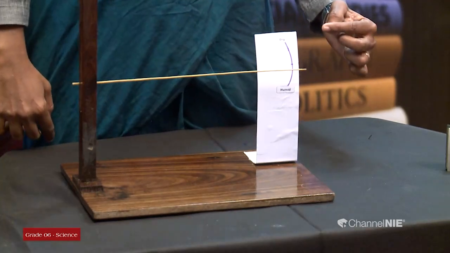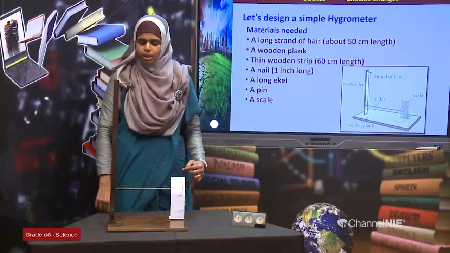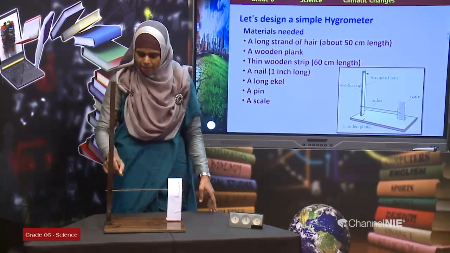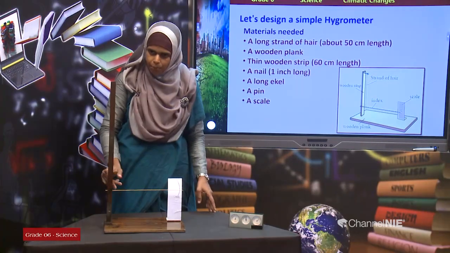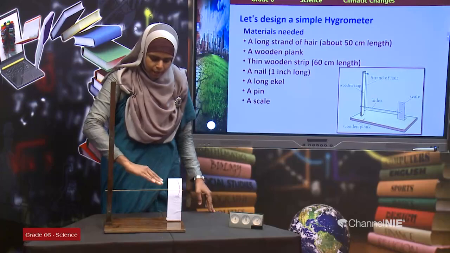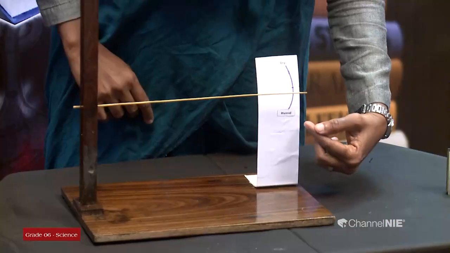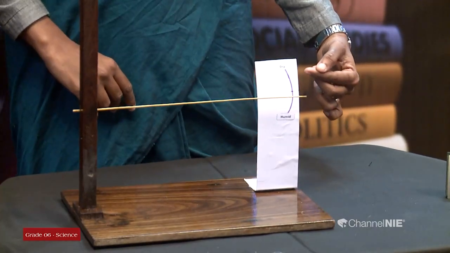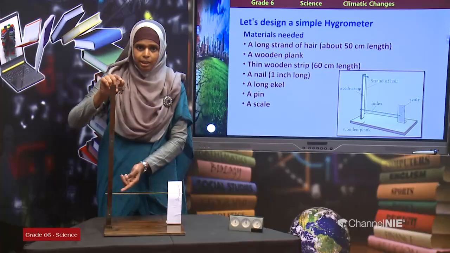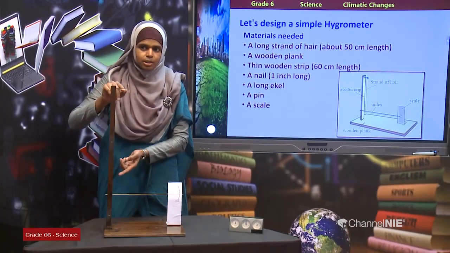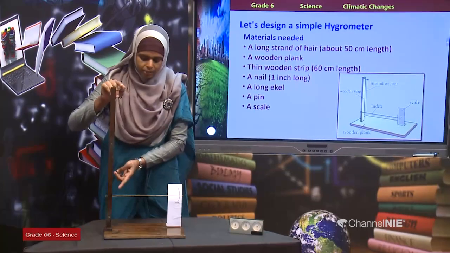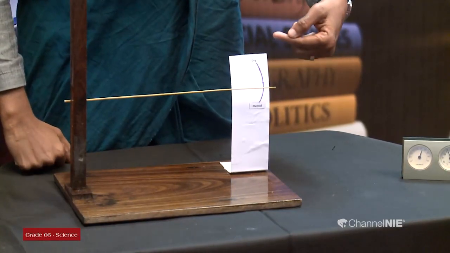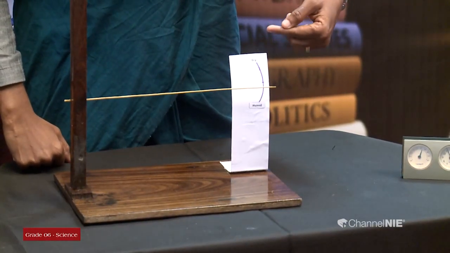What happens here is, children, whenever the atmosphere is humid, the length of the strand of hair increases. It becomes lengthy. So when it becomes lengthy, from the pin, this needle would rotate and move down and show that humidity is high. In dry weather conditions, what would happen? Yes, children, the length of the hair would reduce and it becomes shortened. When it becomes shortened, yes, children, this needle would move up and indicate that the environment is dry.